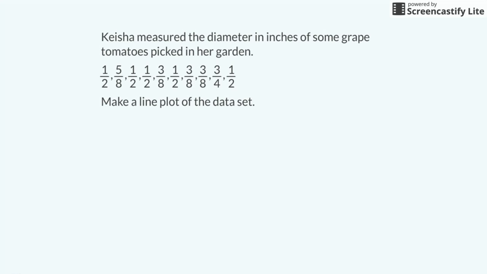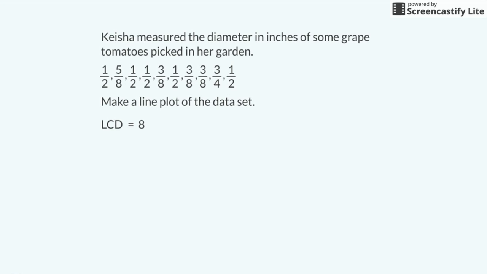To get started with a line plot, I need to determine which numbers to put on my number line. I see that I have fractions with different denominators. To make it easier, I am going to rewrite all the fractions as equivalent fractions with a common denominator. The denominators are 2, 4, and 8, so the least common denominator, or LCD, is 8.